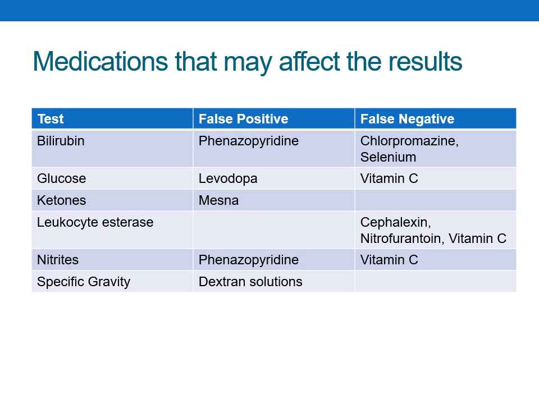The ketones test could read a false positive for a patient on Mesna. The leukocyte esterase test could read a false negative for a patient that's on cephalexin or nitrofurantoin or vitamin C. The nitrites test could read a false positive for a patient on phenazopyridine or a false negative on vitamin C. And the specific gravity can be altered by dextran solutions.